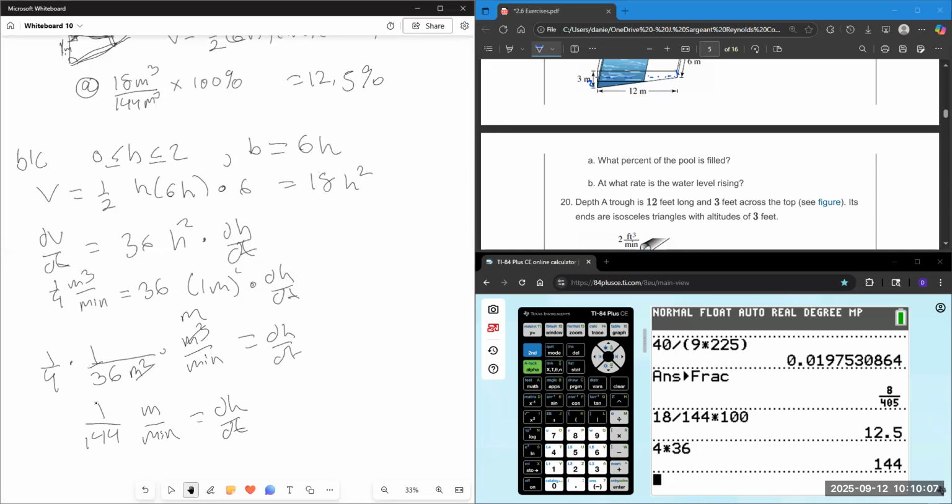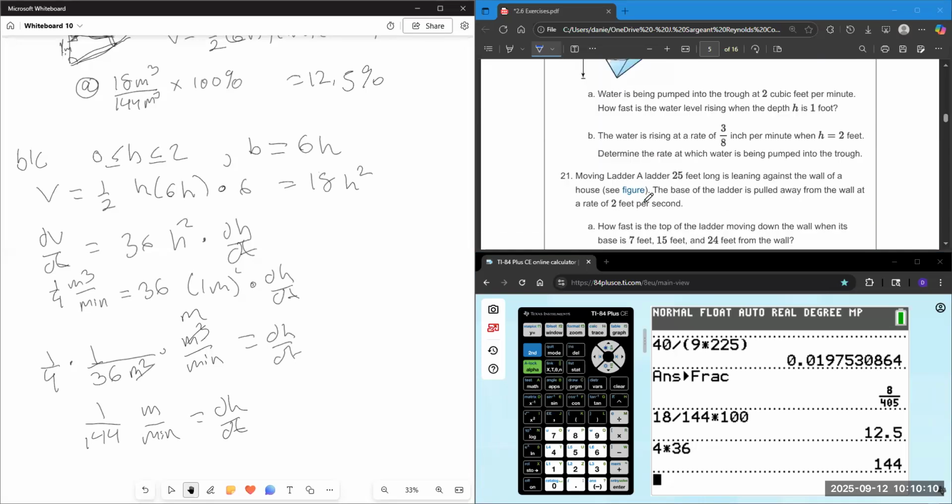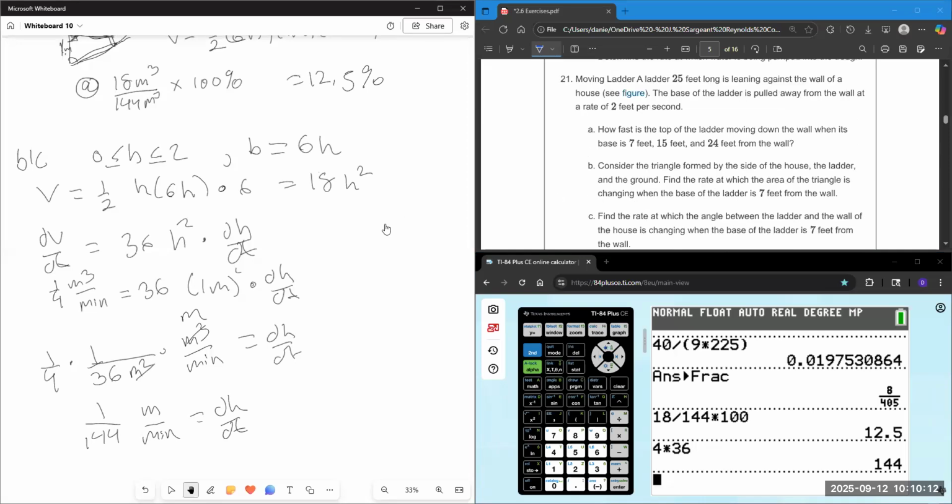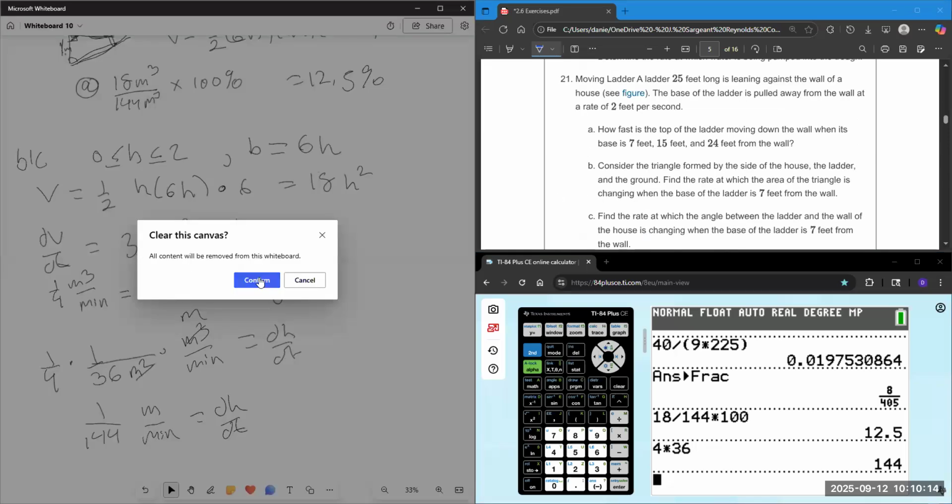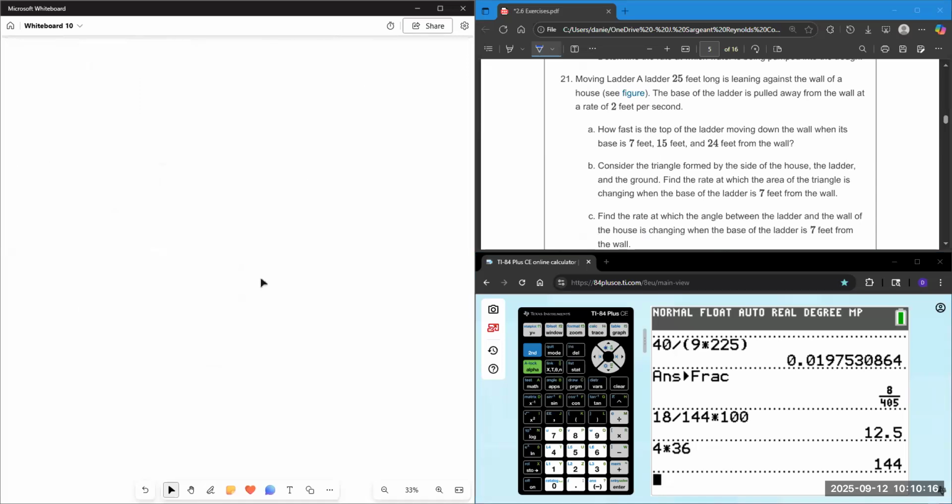Now to number 21. It's a pretty classic problem. Not going to tell you which problem you're most likely going to get on a quiz or a test, but I would be very surprised if you didn't see a problem like this one that had to do with a right triangle with a rate of change like this, where you needed to use the Pythagorean theorem.